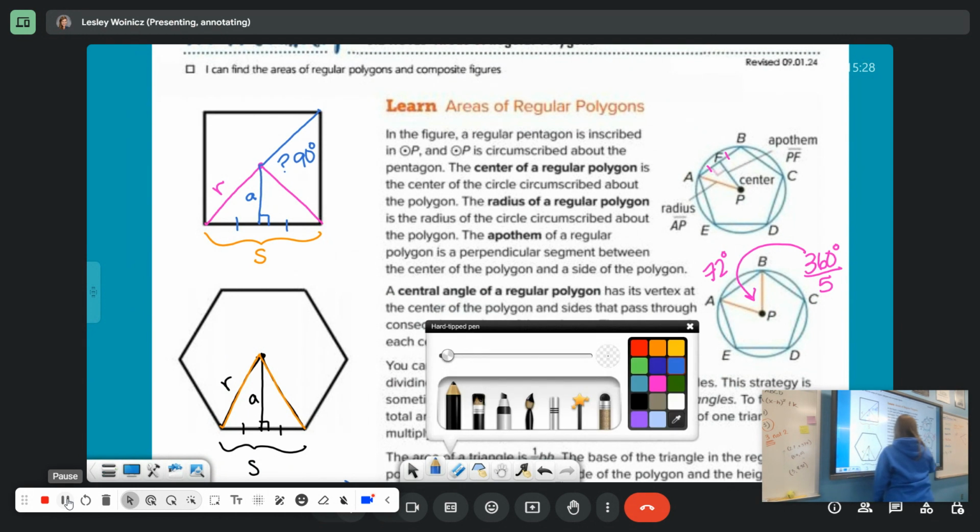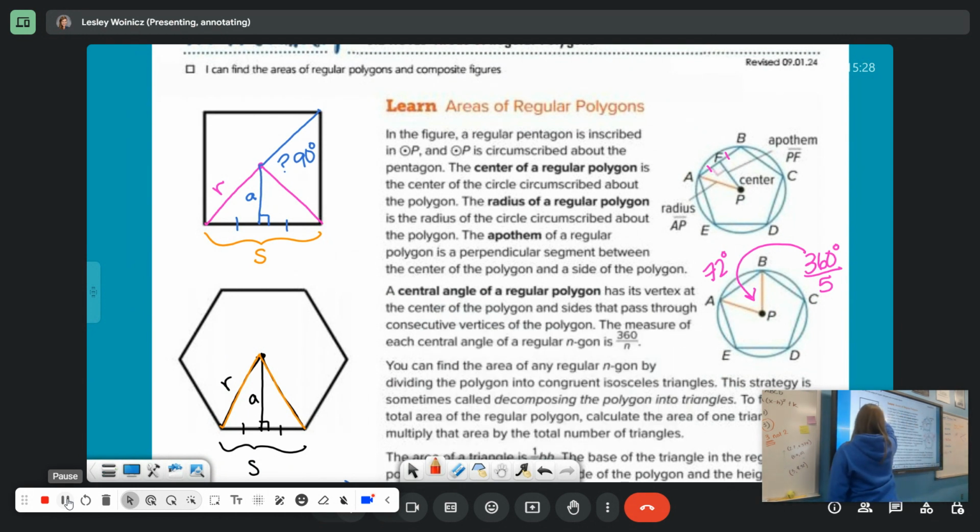Okay, and then this is where it gets real exciting. If this one's 90, what is that one? You bet it is, because the apothem is perpendicular.